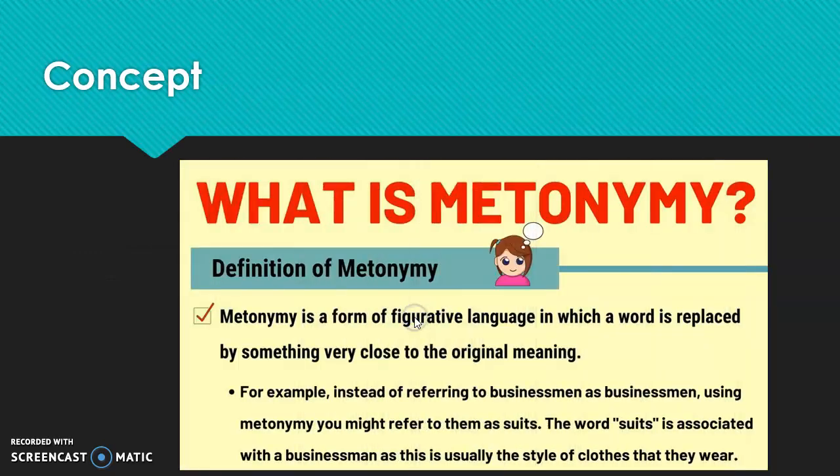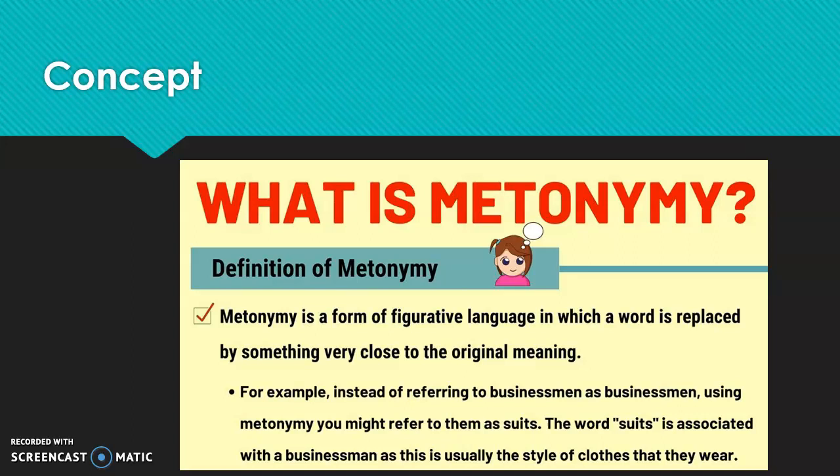Okay, first we have the concept. What is metonymy? Metonymy is a form of figurative language in which a word is replaced by something very close to the original meaning. It means that we explain the meaning of some phrase but make a relation with other things that can be similar to the first one.